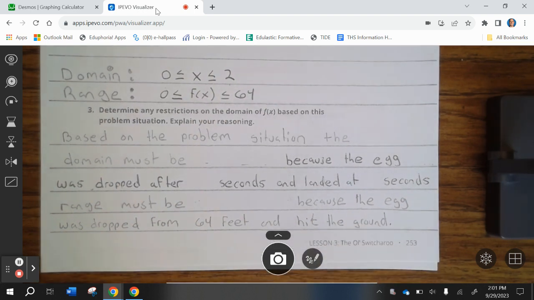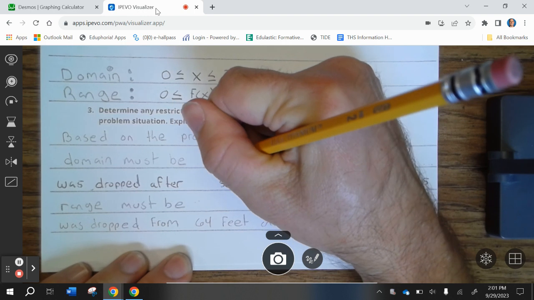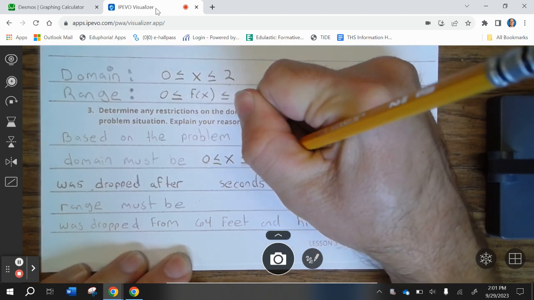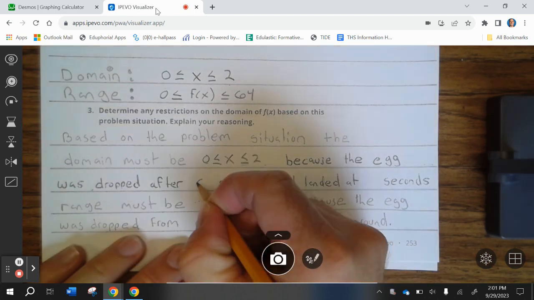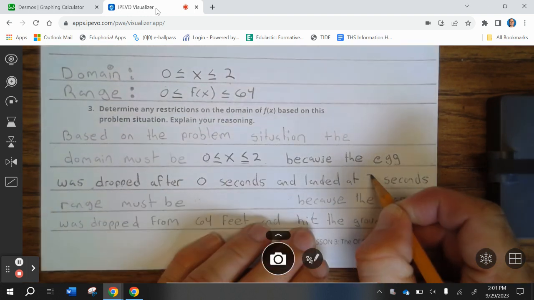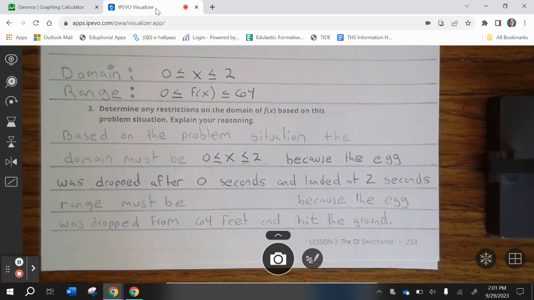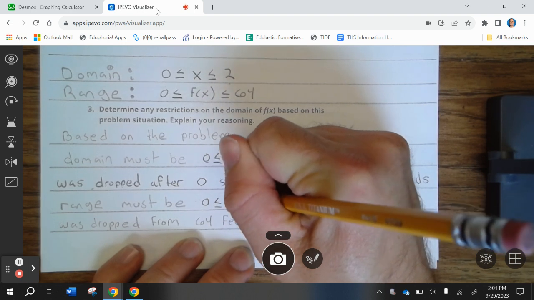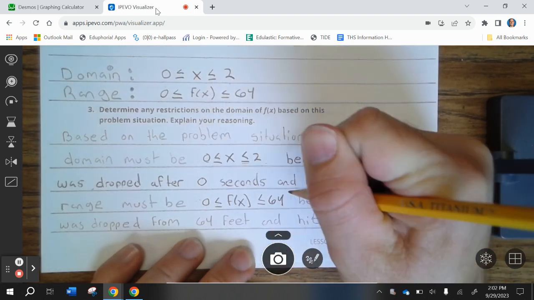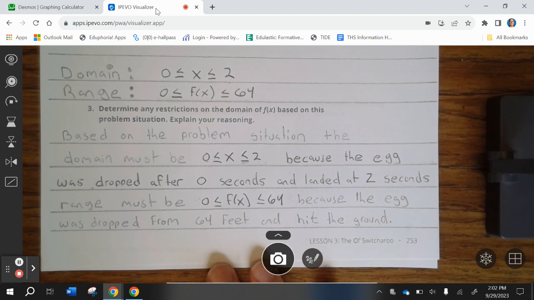Determine any restrictions on the domain of f of x based on this problem situation. Explain your reasoning. Based on the problem situation, the domain must be 0 less than or equal to x less than or equal to 2 because the egg was dropped after 0 seconds and landed at 2 seconds. Range must be between 0 less than or equal to f of x less than or equal to 64 because the egg was dropped from 64 feet and hit the ground. Okay, go ahead and finish it up.